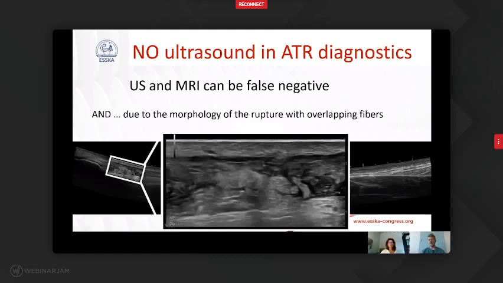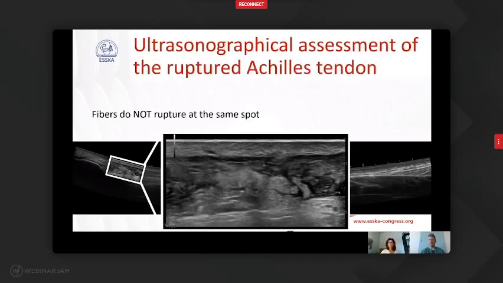Another reason that you can get false results is that a rupture doesn't happen like this. A rupture takes place like this. So all fibers in the tendon rupture, but not at the same place. They don't rupture like this. Some rupture distally, some rupture proximally, and in that way, they just pull a bit, but you will almost always have overlapping fibers at the place of rupture. And that can as well be misdiagnosed as a partial rupture.